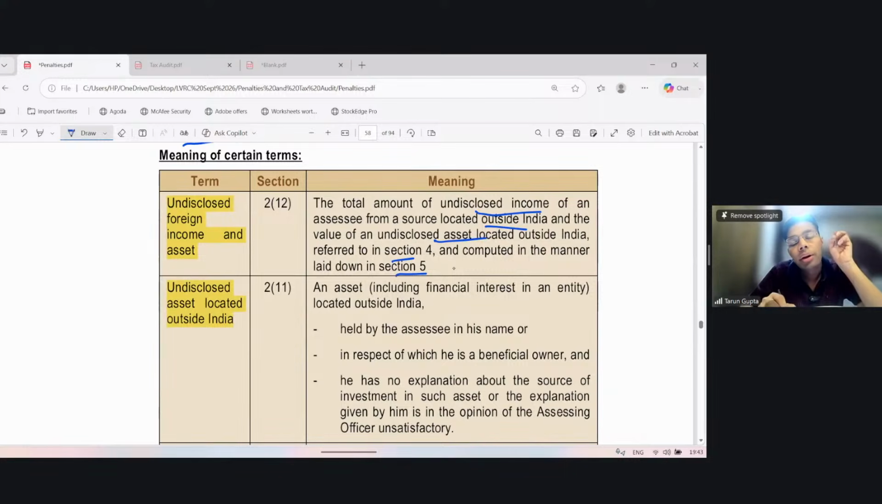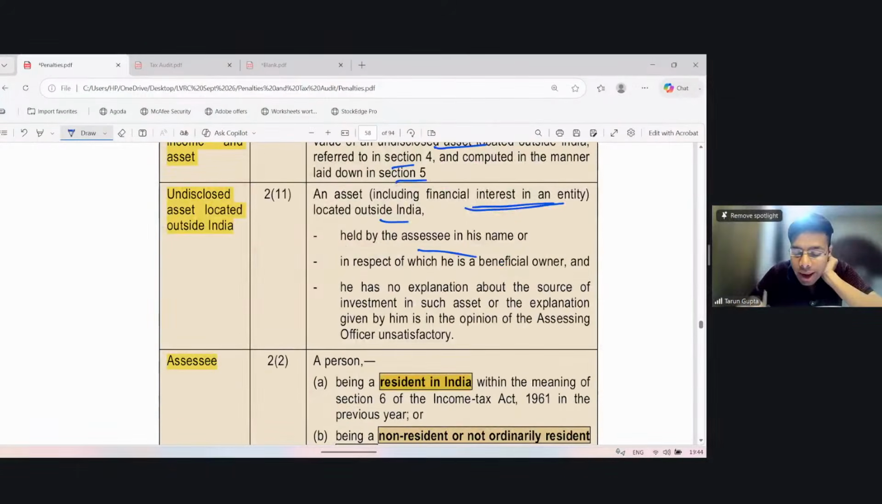It shall be deemed to be the undisclosed foreign income and assets. Okay. Undisclosed asset located outside India means an asset, including financial interest in any entity, or we hold shares or partnership interest or LLP interest in any foreign entity located outside India. The asset should be located outside India, which is held by the assessee in his name, or in respect of which the assessee is a beneficial owner, and he has no explanation about the source of the investment in such asset, or the explanation offered by him is not satisfactory in the opinion of the AO.